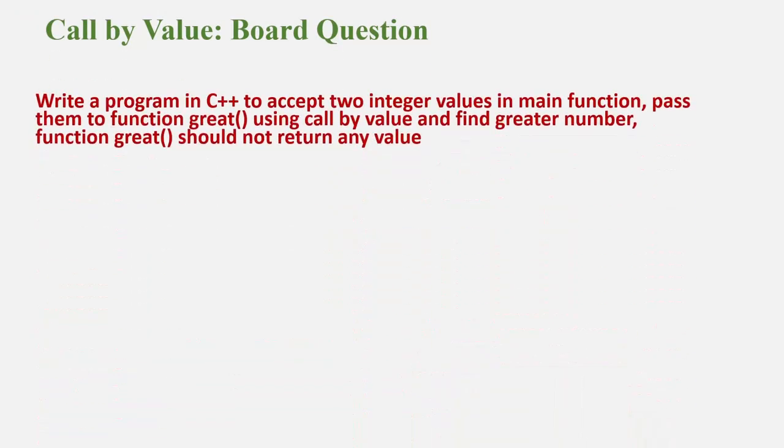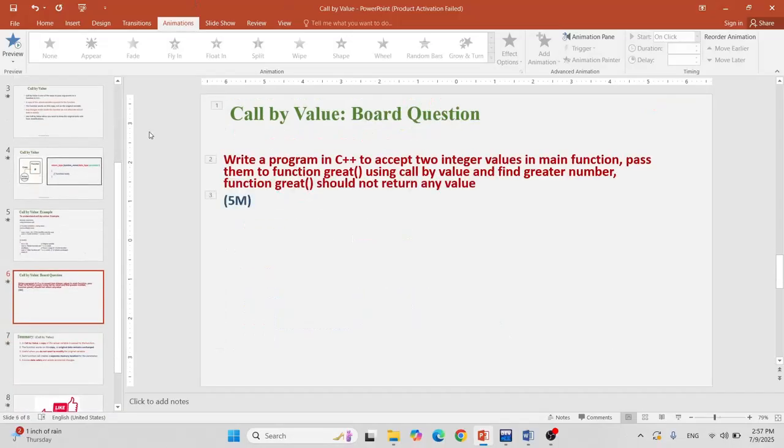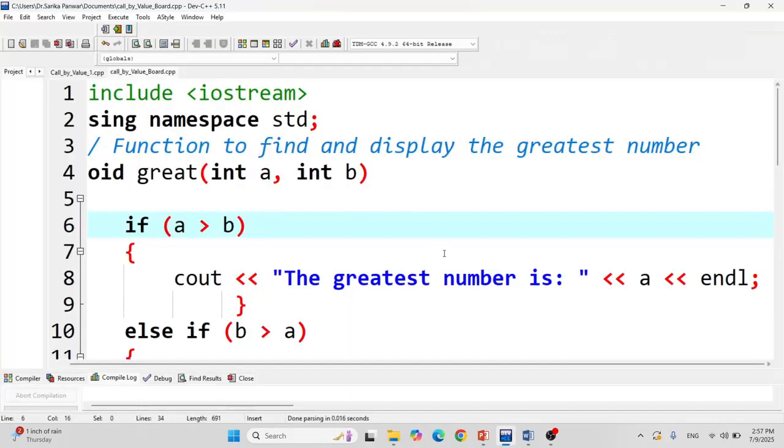Now we will discuss one board example. This question is asked in the HSC board exam. Write a program in C++ to accept two integer values in main function and pass them to function grade using call by value and find the greater number. Function grade should not return any value. Okay, so that is the condition they have given. So we will discuss this code now.